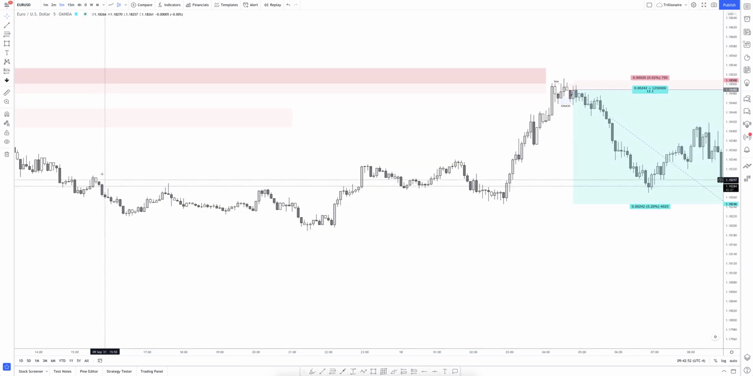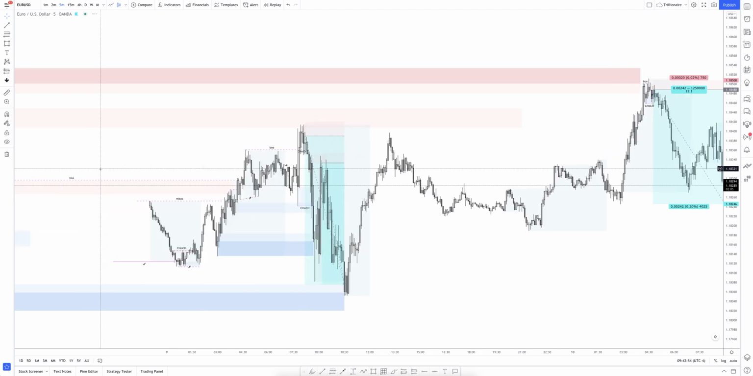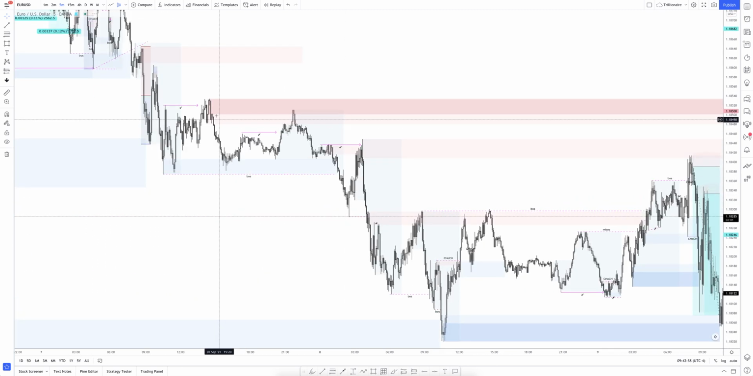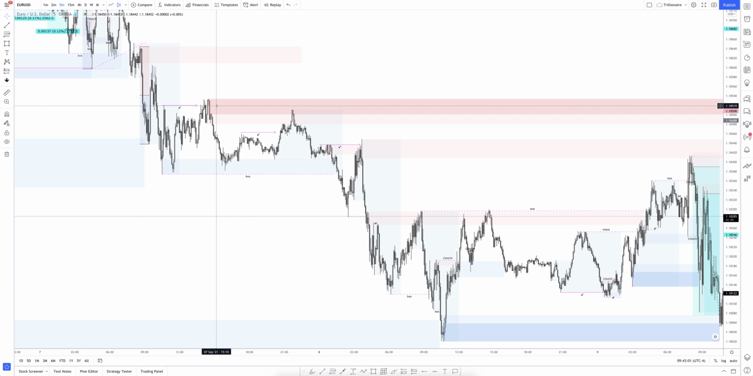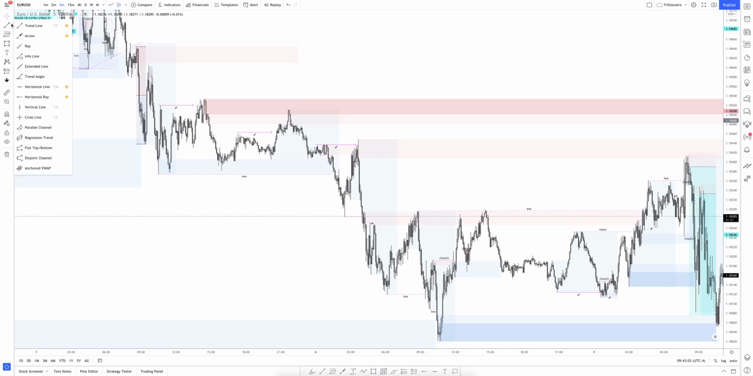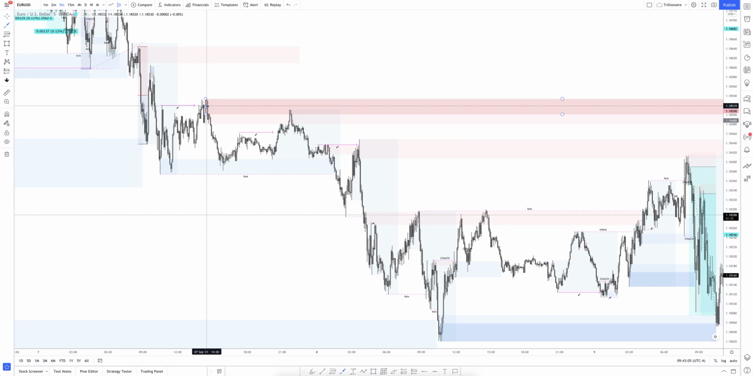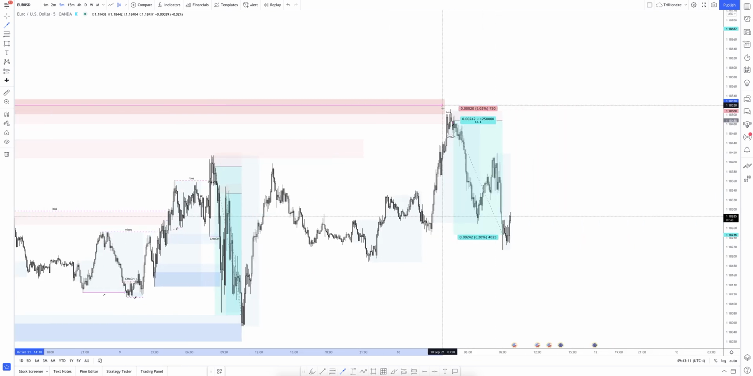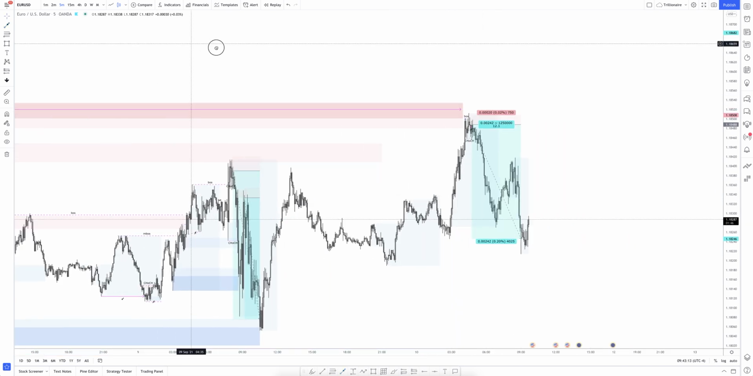Let's go to the M5 really quickly. I just want to see what's over here in this area. Let's see if we touch this here. We wick into it. Okay, not quite. Okay, I was just curious.